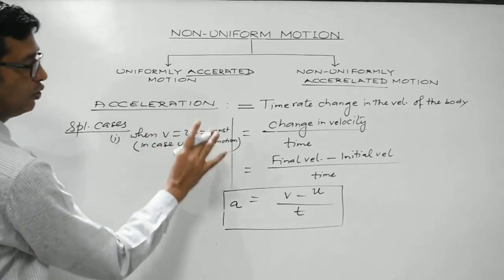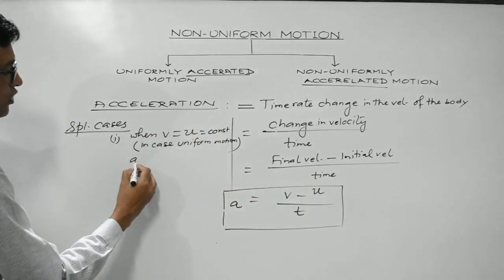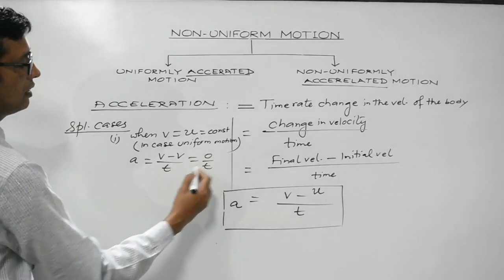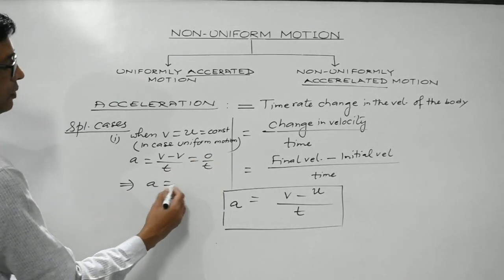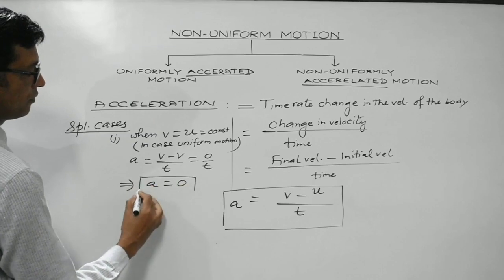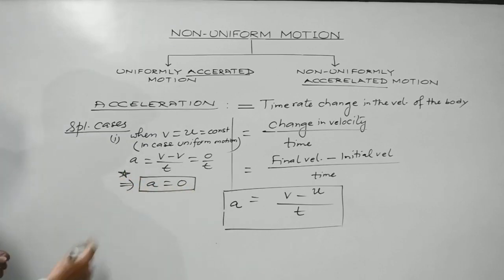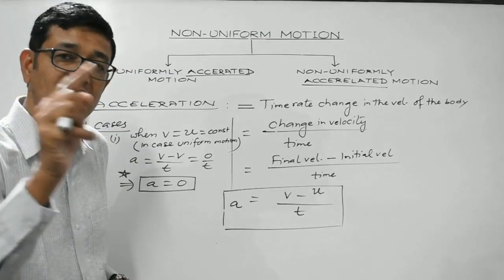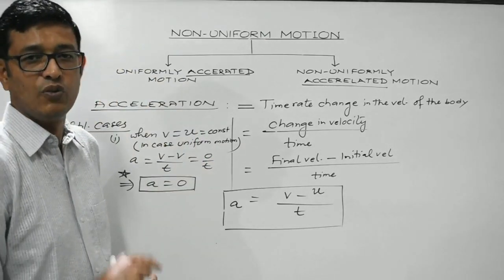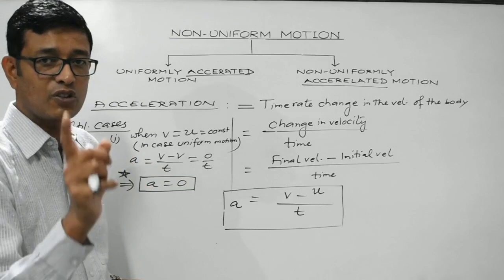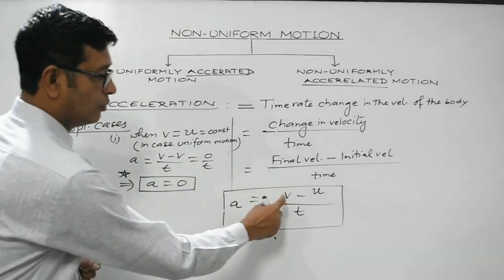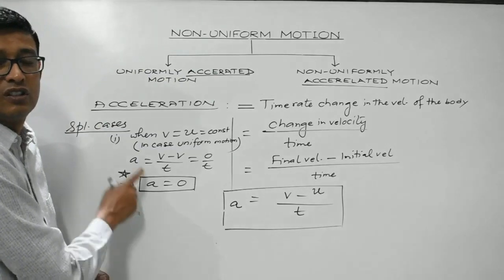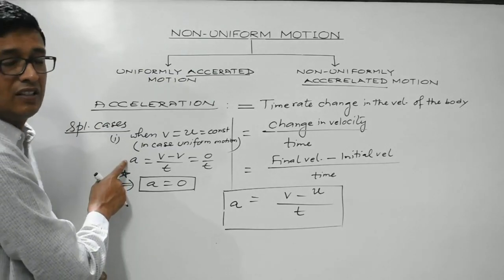When v is equal to u, that is velocity is constant, then acceleration will be equal to (v minus v) by t, which will be equal to 0 by t. That is, acceleration will be equal to 0. So students, the acceleration of body is 0 when the body is in uniform motion. So when the body is in uniform motion, its velocity is constant, therefore there won't be any change in the velocity, and therefore the acceleration of the body is 0. So this is first case, right?